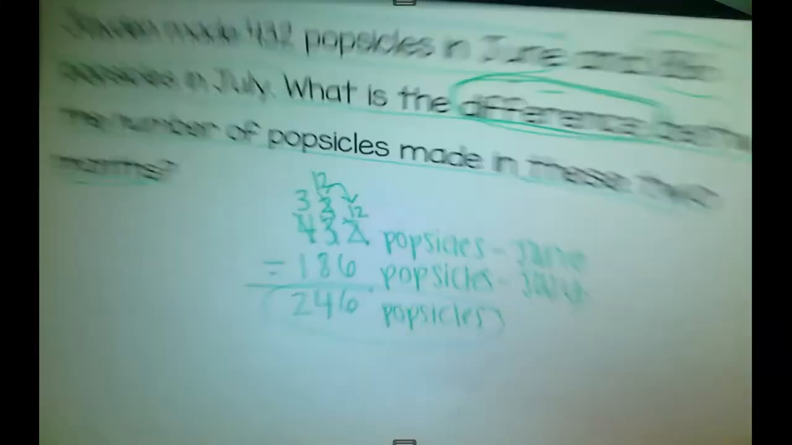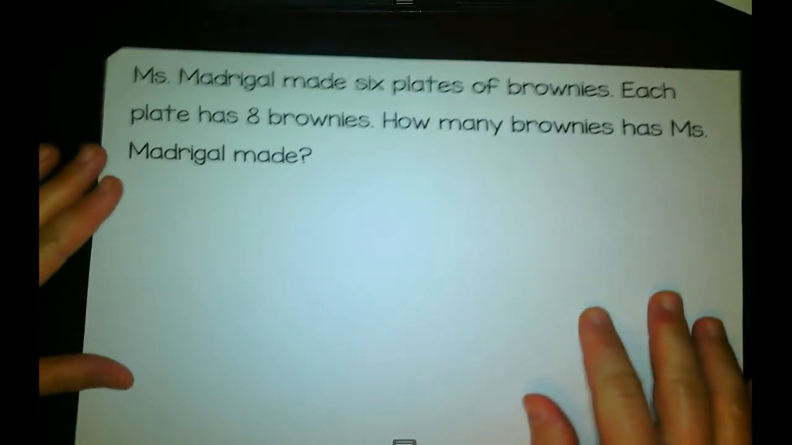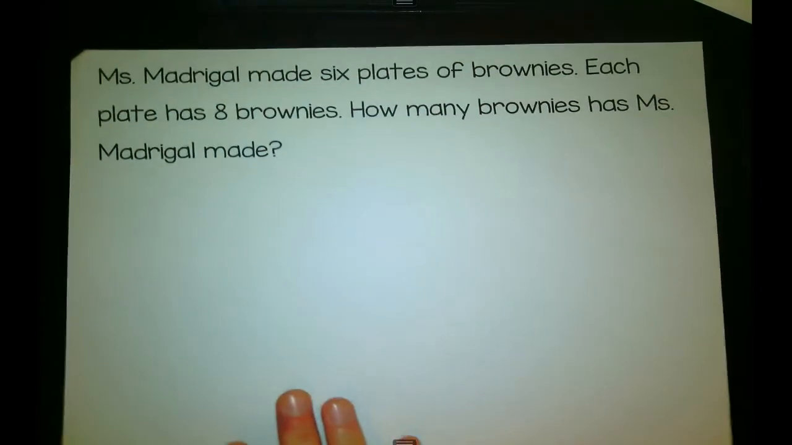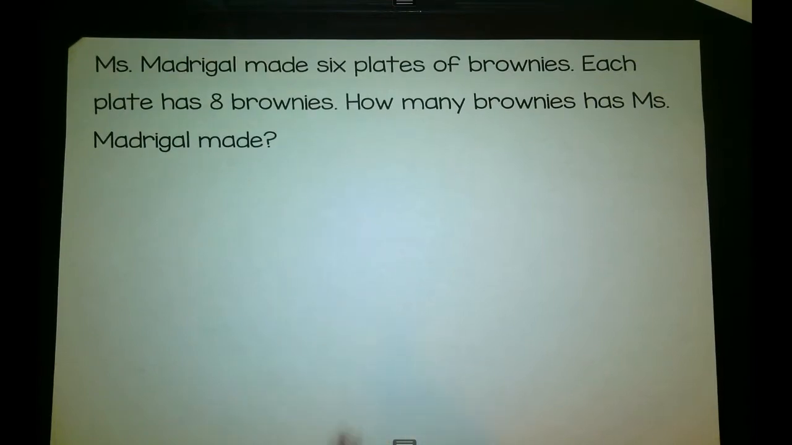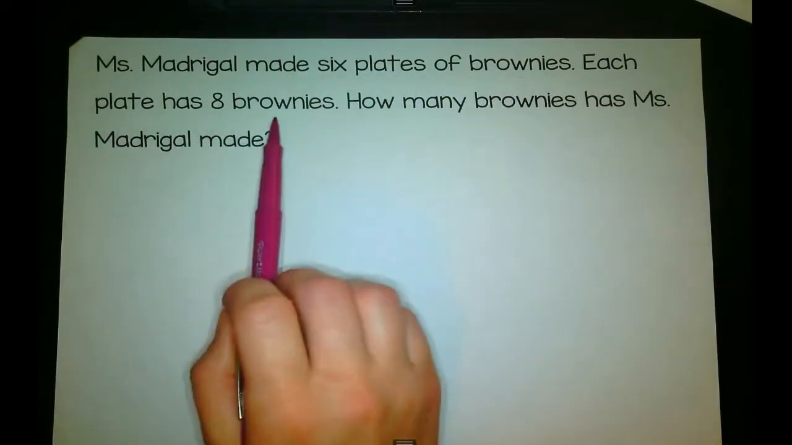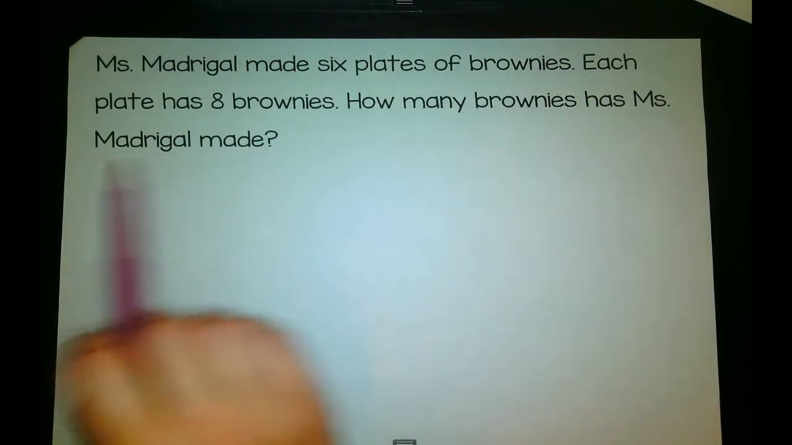So, switching gears again, if you're working on scrap paper, get some fresh paper. If you printed out the problems to work with me, we are going to work on Miss Madrigal's problem. So, Miss Madrigal is our student teacher. She has already been so amazing, getting things ready for you, coming up with great ideas to stay connected, and joining us in our Meet and Zoom sessions. So, Miss Madrigal is making some brownies. It says Miss Madrigal made 6 plates of brownies. Each plate has 8 brownies. How many brownies has Miss Madrigal made?